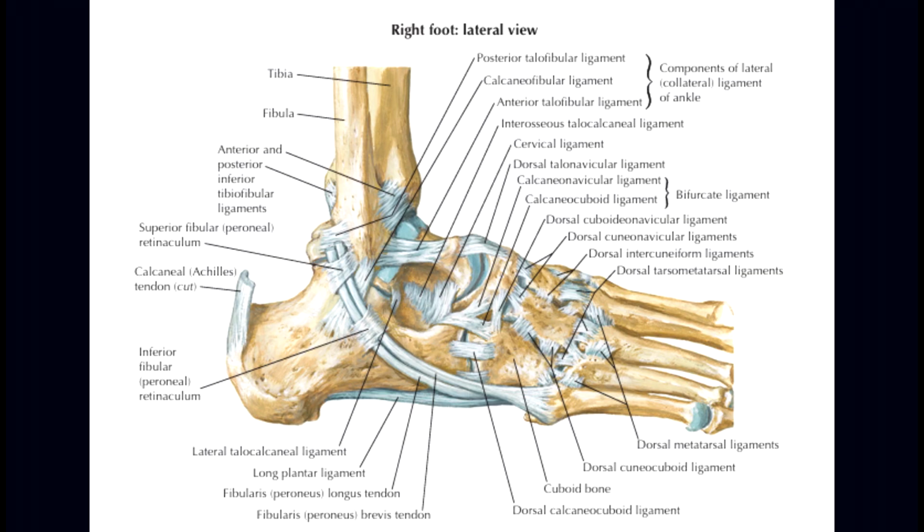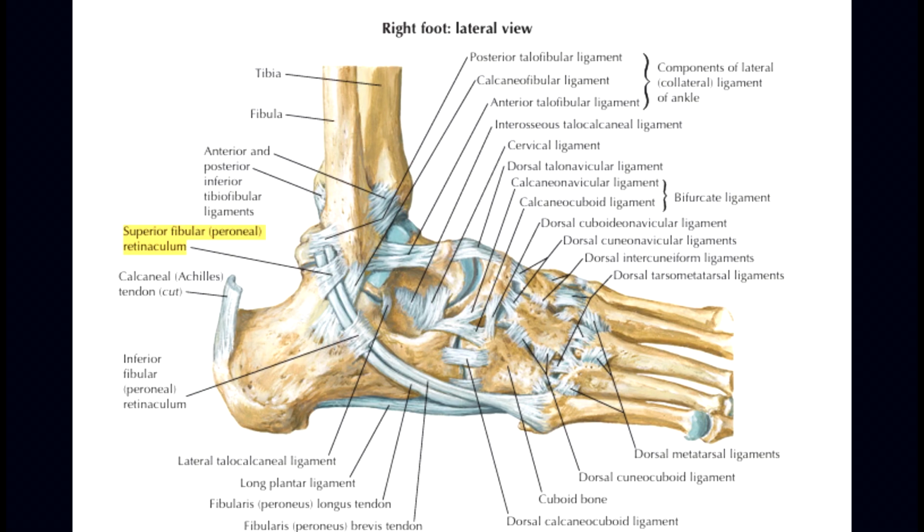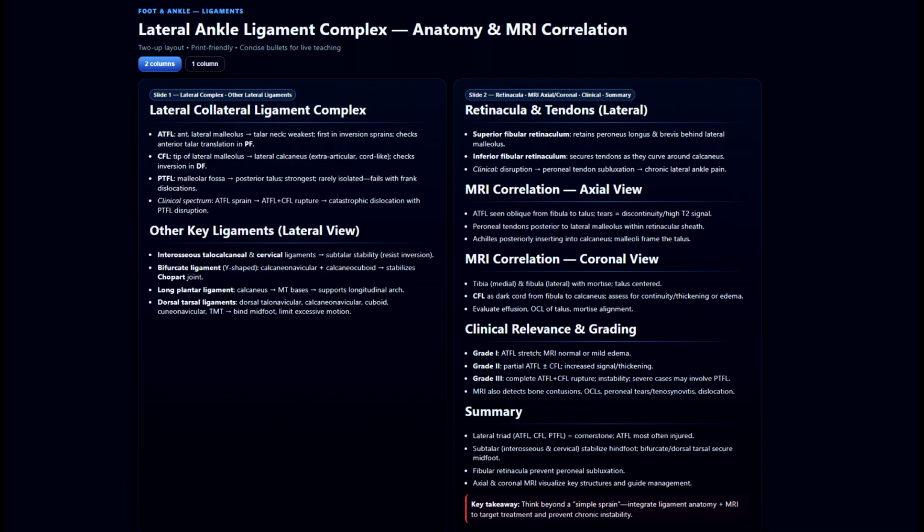Retinacula and tendons. In this same view, we also see the fibular retinacula, the superior fibular retinaculum holding the peroneus longus and brevis tendons behind the lateral malleolus, and the inferior fibular retinaculum securing these tendons as they curve around the calcaneus. Disruption of these retinacula can cause peroneal tendon subluxation, an important but often overlooked cause of chronic lateral ankle pain. MRI correlation, axial view.